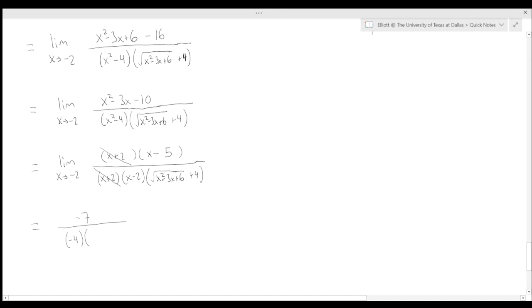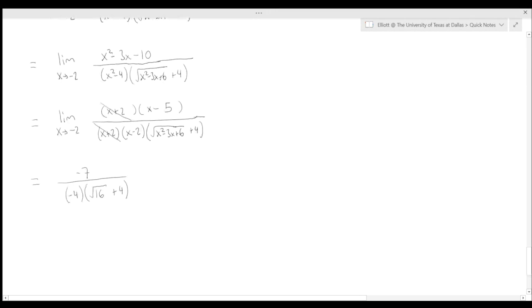So plugging in -2, you get 4 plus 6 plus 6. So it's actually a square root of 16. It's actually what we saw earlier. All right, so then that's going to be 4 plus 4 is 8, times 4 is 32. And the negatives cancel. So we've got a final answer of positive 7 over 32. All right, any questions about that?